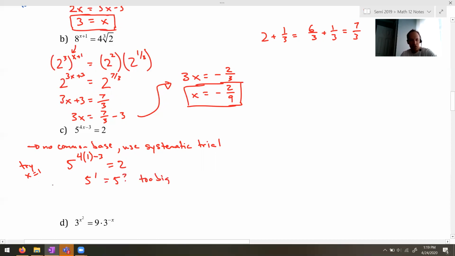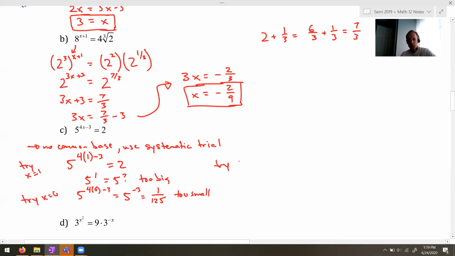So now we could maybe try x equals 0. So we could say 5 to the power of 4 times 0 minus 3, and that's equal to, oh shoot, that's gone, so that's like 5 to the negative 3. So that's 1 over 5 cubed, that's 1 over 125, that's too small. Okay, so we kind of have a Goldilocks situation here.